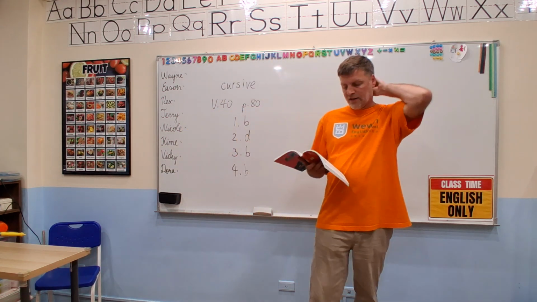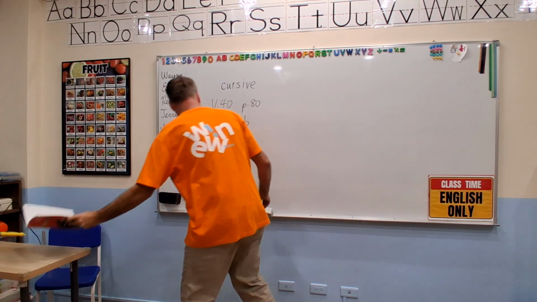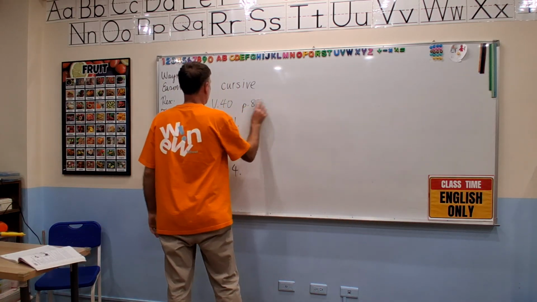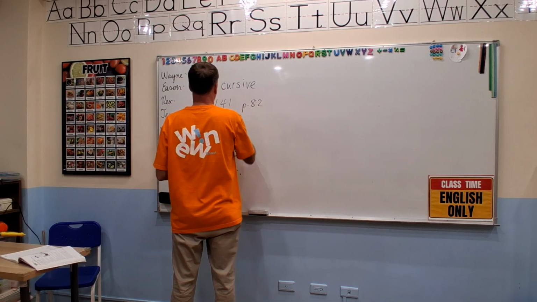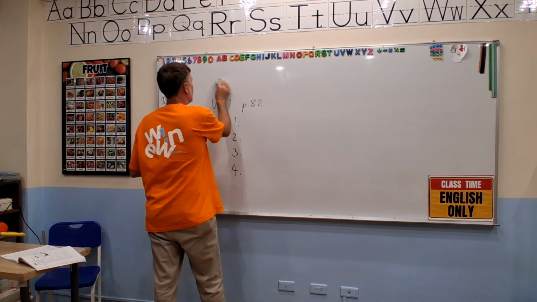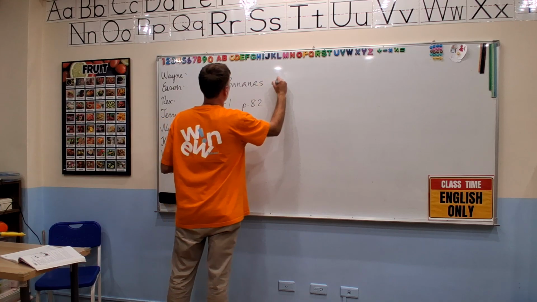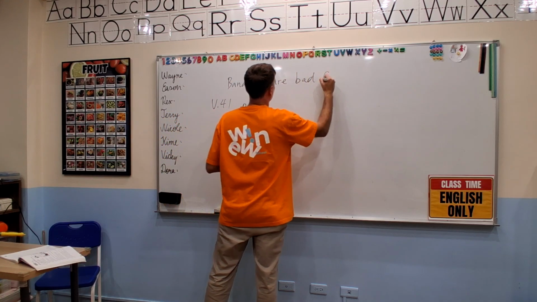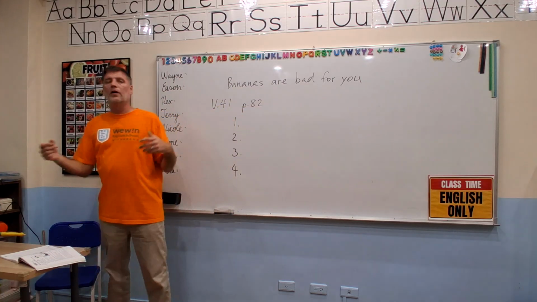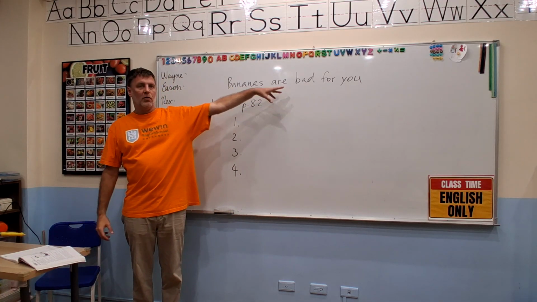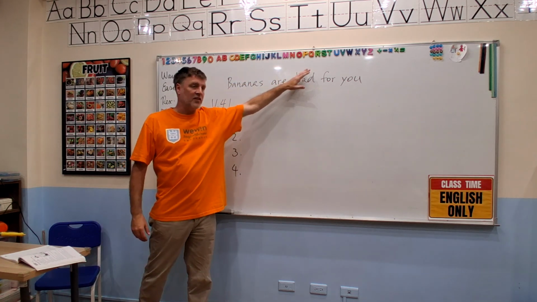Okay, we started with Wayne last time, so this time we'll start with Terry. Bananas are bad for you. This is Unit 41. So, 82, 41. Bananas are bad for you. So, of course, when you see this right away, what do we learn from this? Something is good, something is bad for you.